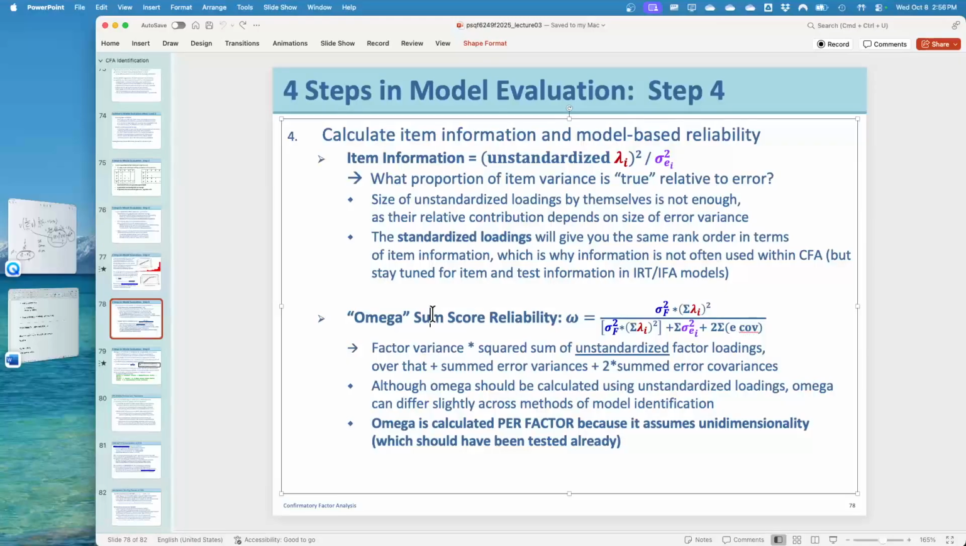Number one, why people do sum scores in factor analysis is usually a high correlation between the sum score and the factor score with normal data. Now, if your data aren't normal, it doesn't hold as much. If the model doesn't fit, it doesn't hold as much. But second, the other thing to note is that reliability is per factor.